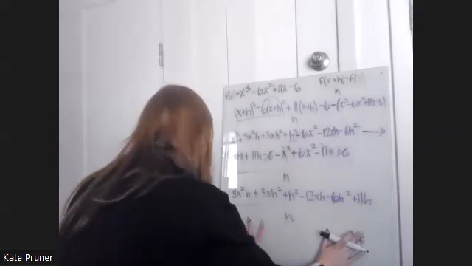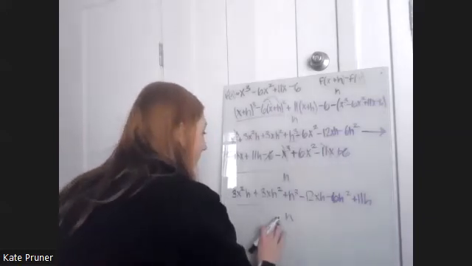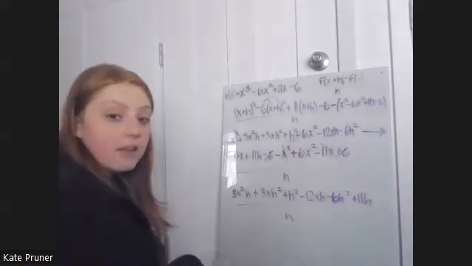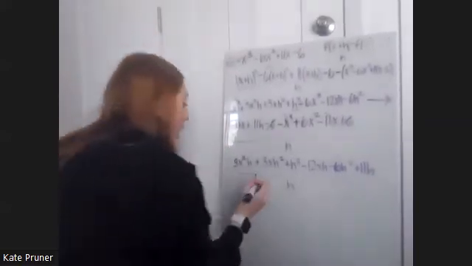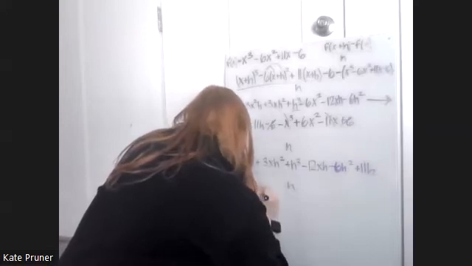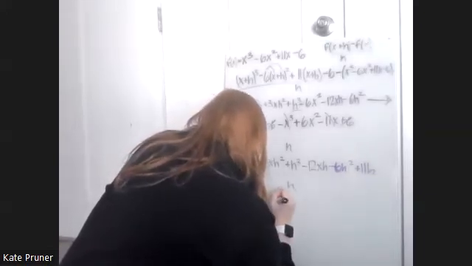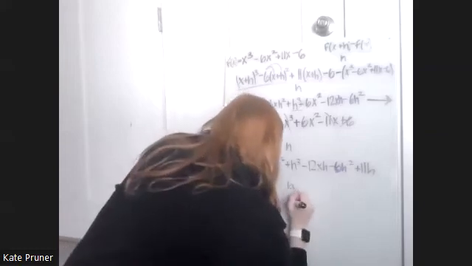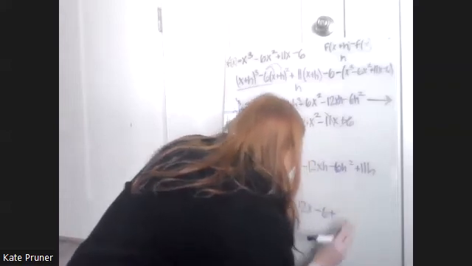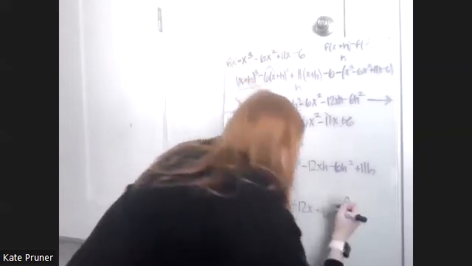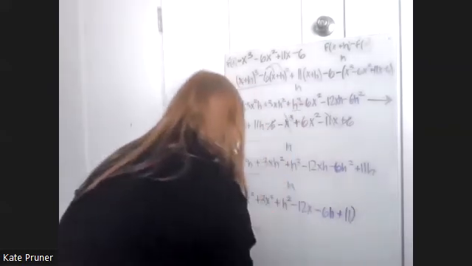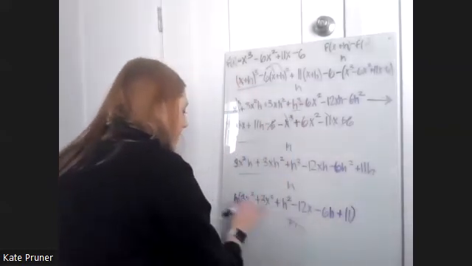So once we get this, we can factor out an h again from the entire system, and we're going to get, can you guys see that? Let's point this down a little bit. So we're going to get h on the outside, which is 3x squared plus 3x squared plus h squared minus 12x minus 6h, excuse me, 6h plus 11 is going to be our polynomial. And this is all over h. So again, these h's cancel out.